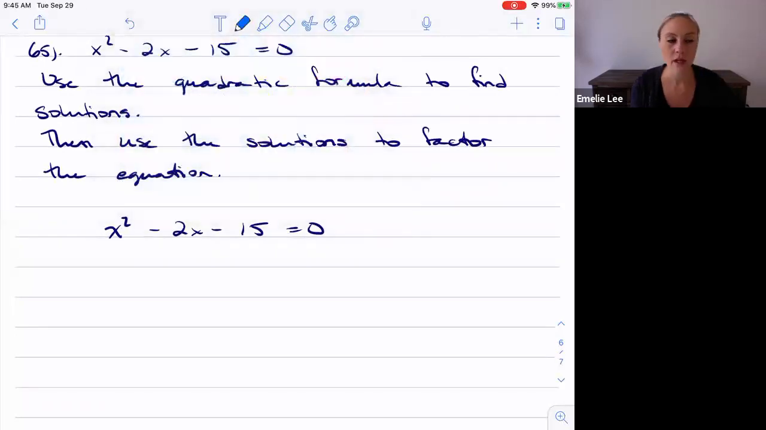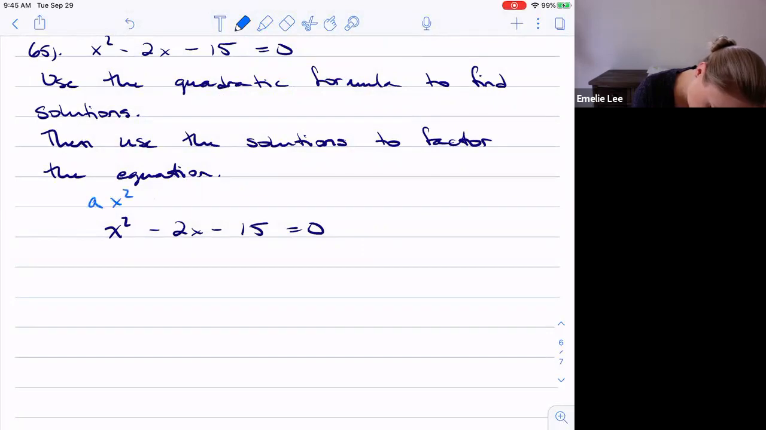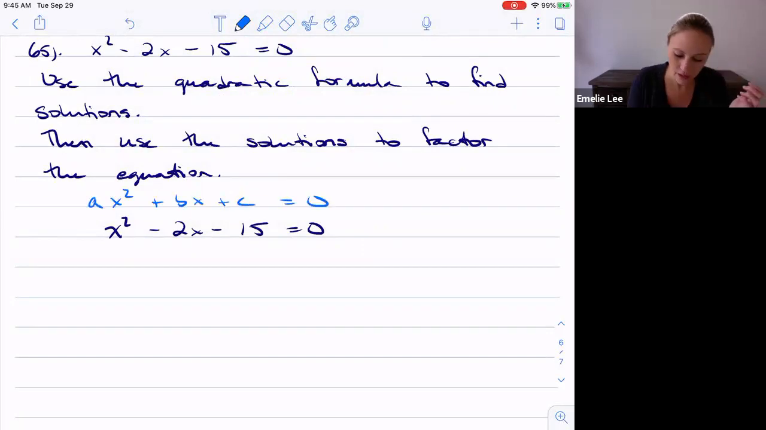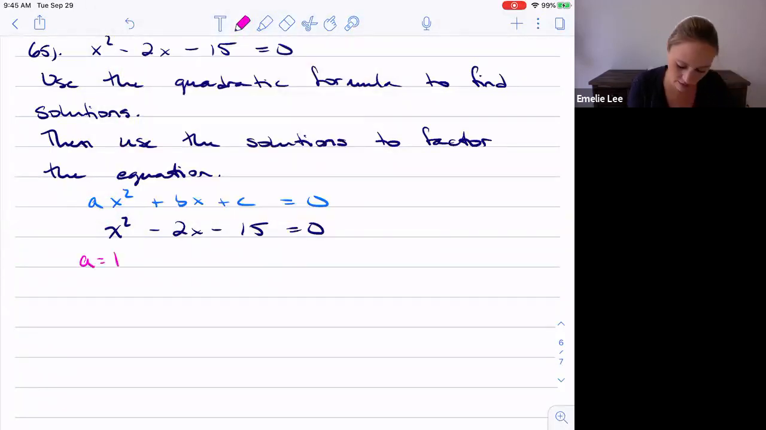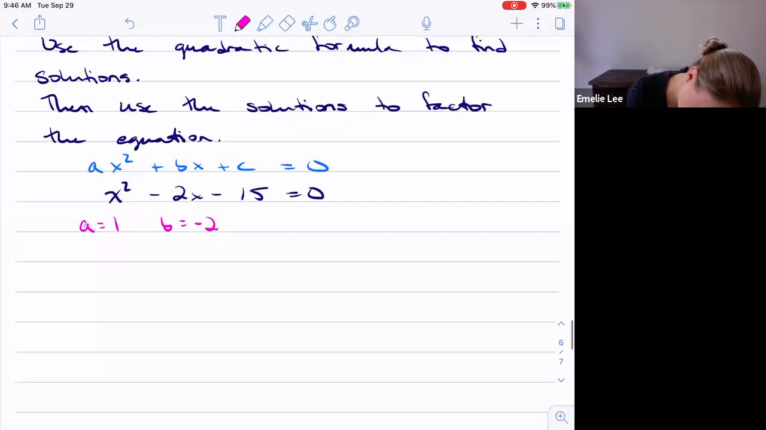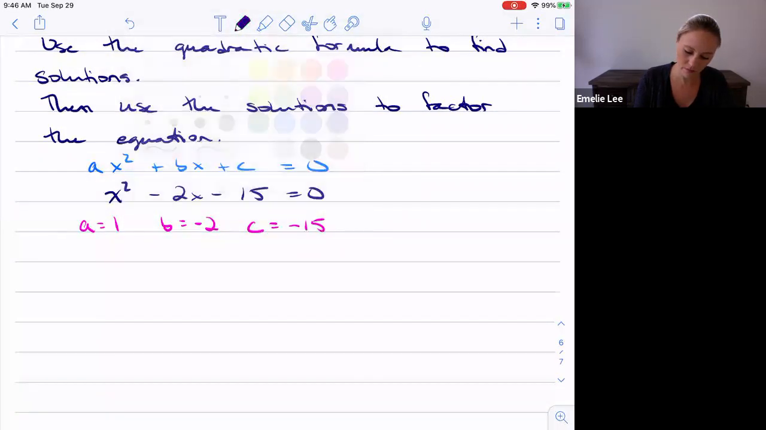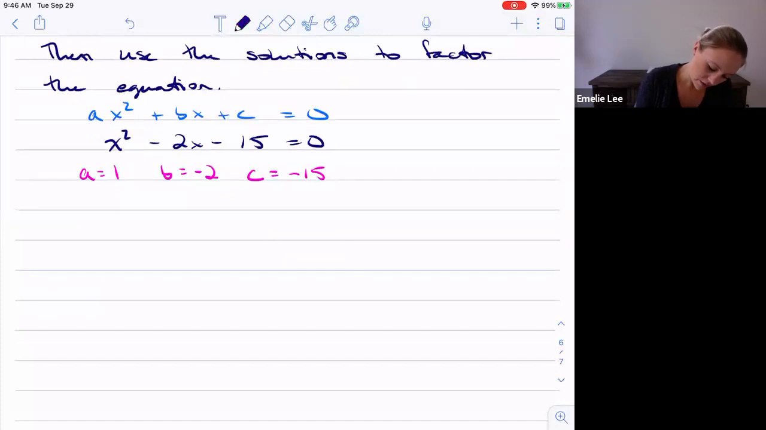Now, just a reminder, right, we have to have things in the format of ax squared plus bx plus c equals 0. So this looks like it all matches up. Okay, I just need to figure out what my a, b, and c are. So I have a equals 1, right? To get x squared, a must be 1. To get negative 2x, b must be negative 2, right? And same thing with c. To get plus c, c must be negative 15. So b is negative 2 and c must be negative 15.